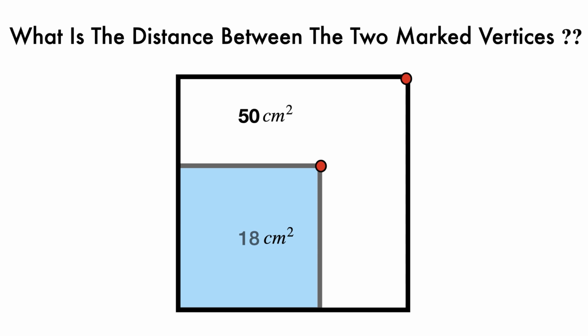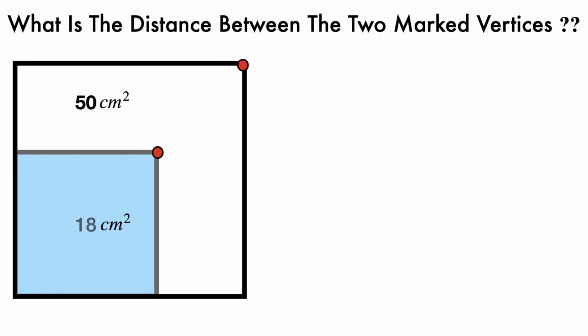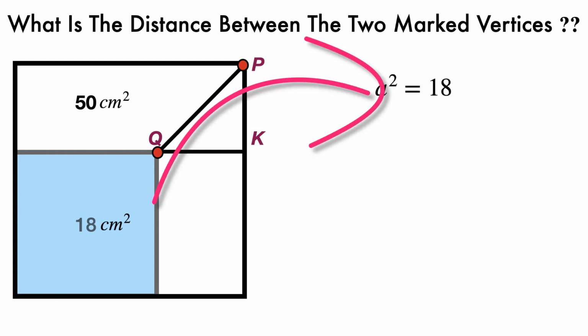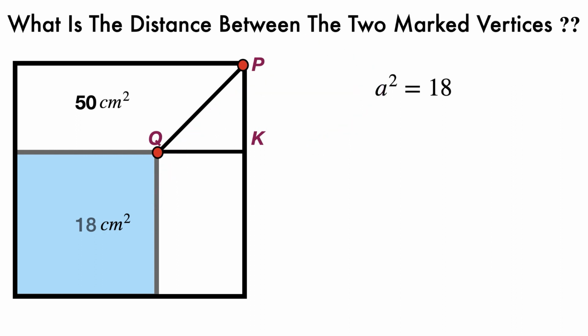Let me explain the solution now. Let P, Q and K be the points shown. We know that the smaller square has area 18 square centimeters. Let the length of each side of the smaller square be A. Hence its area is A squared, which is equal to 18 square centimeters. After solving for A, A equals square root of 9 times 2, which is equal to 3 times square root of 2. Thus, the length of each side of the smaller square is 3 times square root of 2 centimeters.